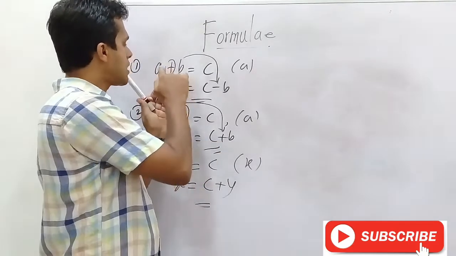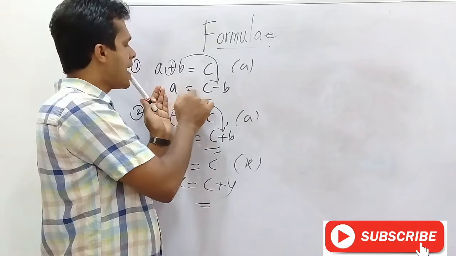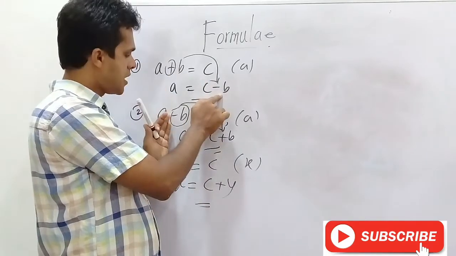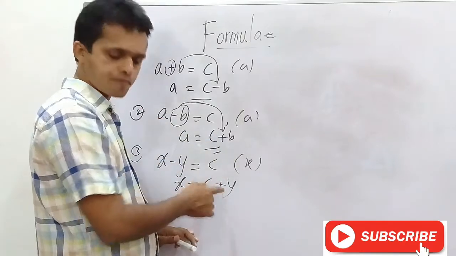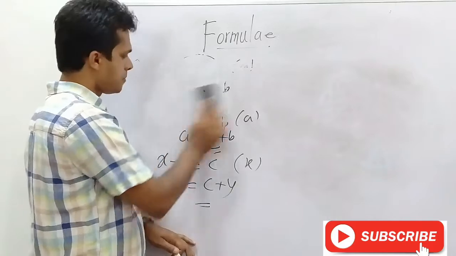Here, how can you write A plus B equals C, A as the subject of this formula? A equals C minus B. Plus B becomes minus B. Here, minus B becomes plus B. Minus Y becomes plus Y. Okay? The fourth sum.